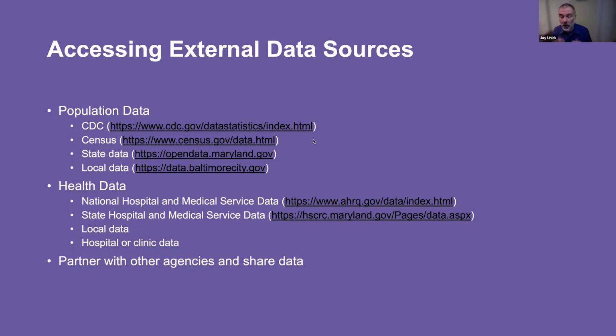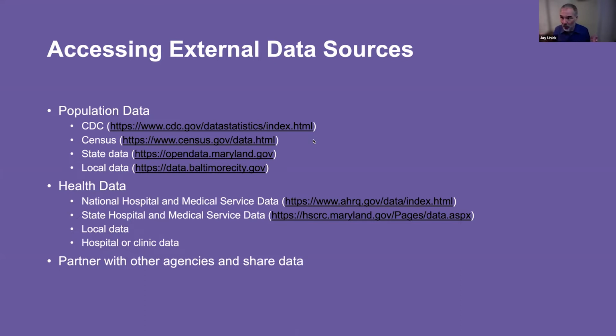Or there's local data in Maryland. The HSCRC, the commission that governs hospital services in Maryland, has a lot of data on hospital services. So you can get more specific data. Local data from your county or your public health department, or data from a hospital or clinic, can provide even more specific information that is contextualized to the specific geographic area or the specific hospital that you're working with.